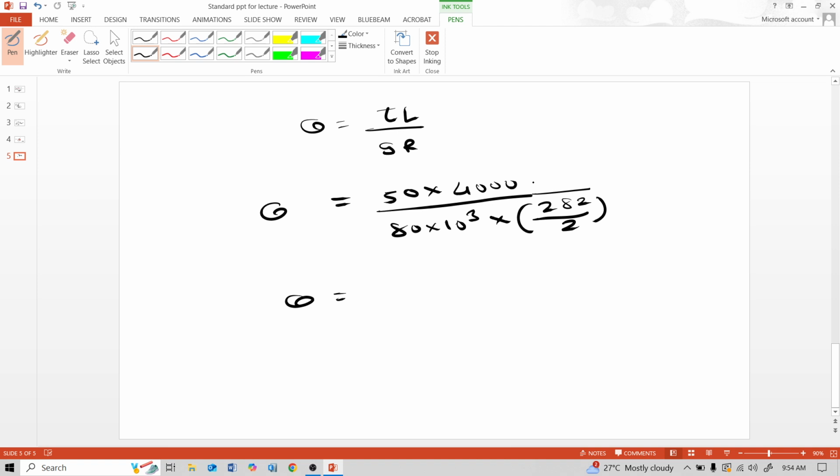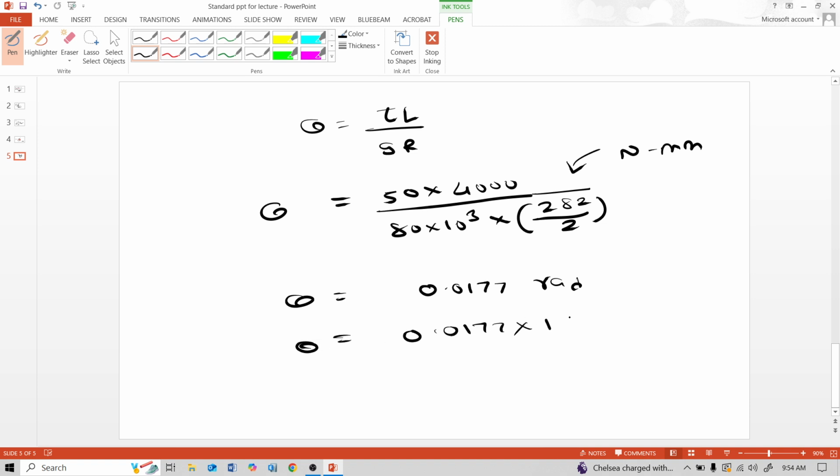So we get 0.0177 radian. This theta value is in radian. We put tau in Newton per mm square, L in mm, G in Newton per mm square, and radius also in mm. That means we put the values in Newton mm units, and we get theta in radian. So remember this.